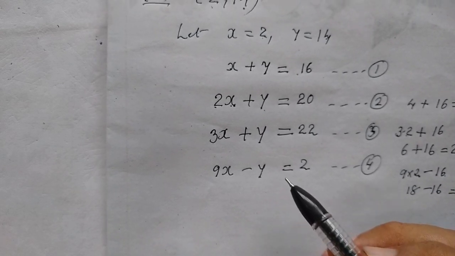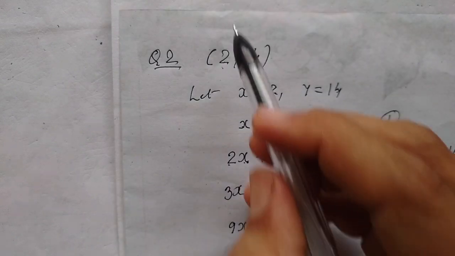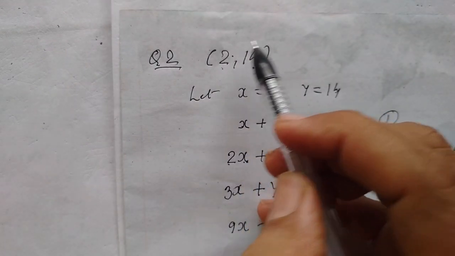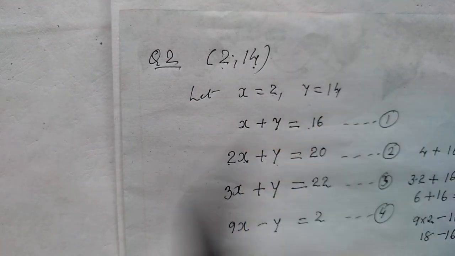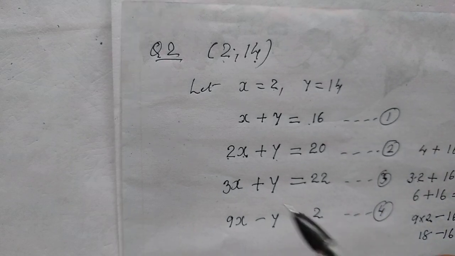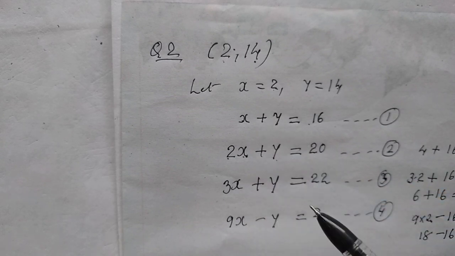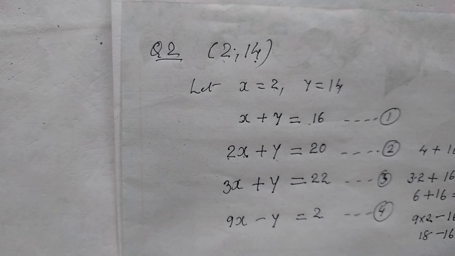Here it is asked how many more such lines are there and why. So we know that for any point there are infinite lines. Okay children, so in this way we have found 4. You can have other types of equations. Here I found these 4. You may have different types of equations. And the answer is there are infinitely many lines.